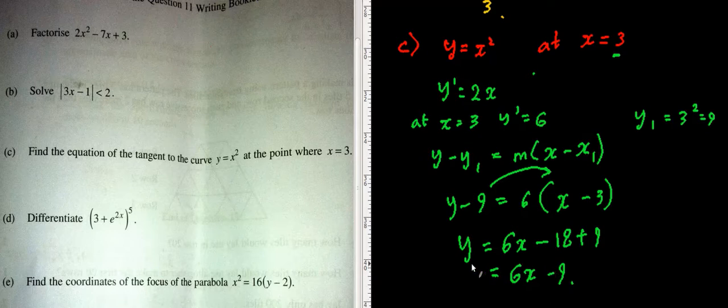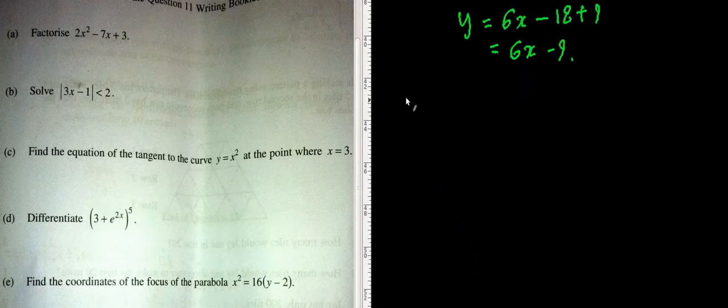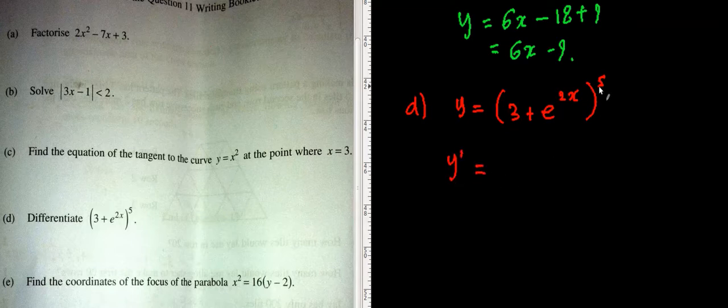Okay, part D. Part D is asking me to differentiate y equals (3 plus e to the 2x) all to the power of 5. So this is using the chain rule a few times, right? So y dash, this 5 goes in front, so I will get 5 times (3 plus e to the 2x) to the 4. Remember, you don't touch what's inside the brackets yet.